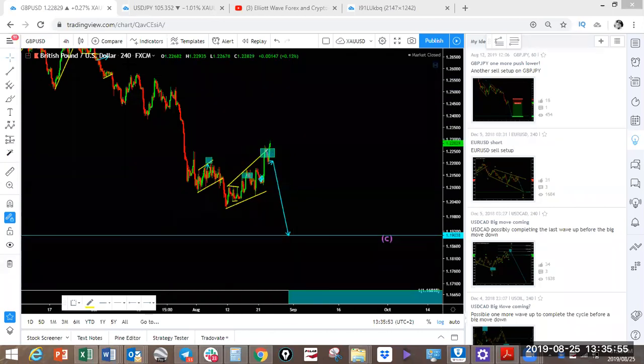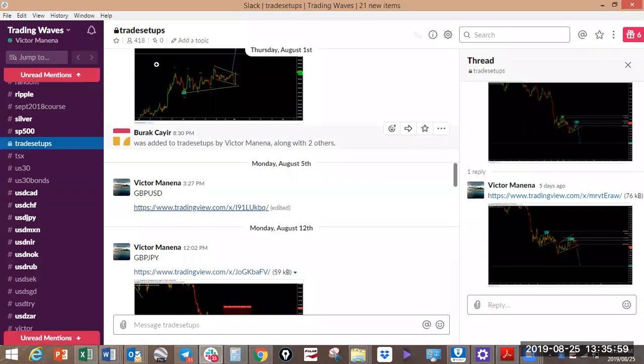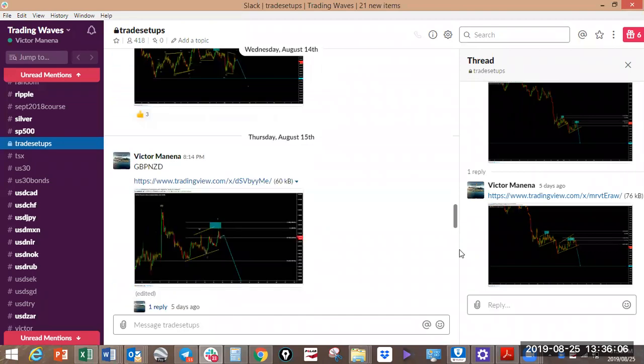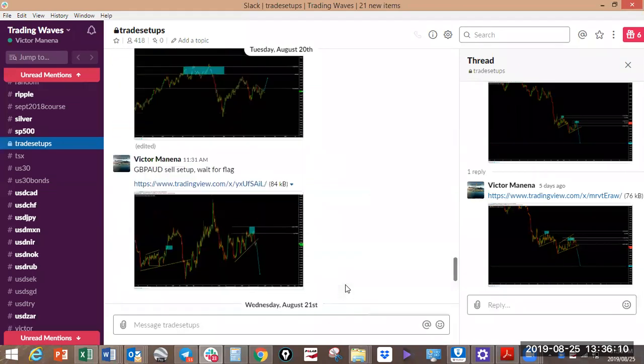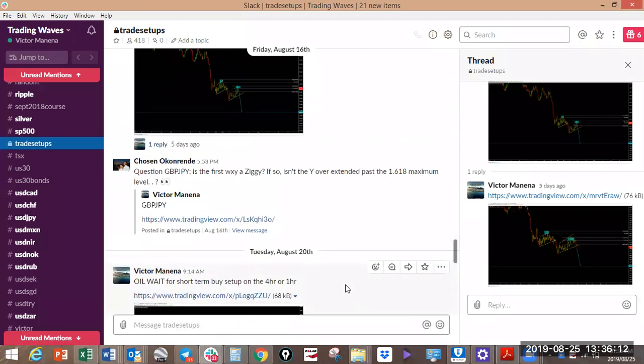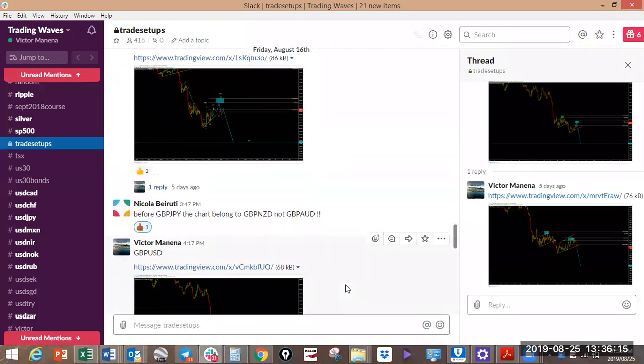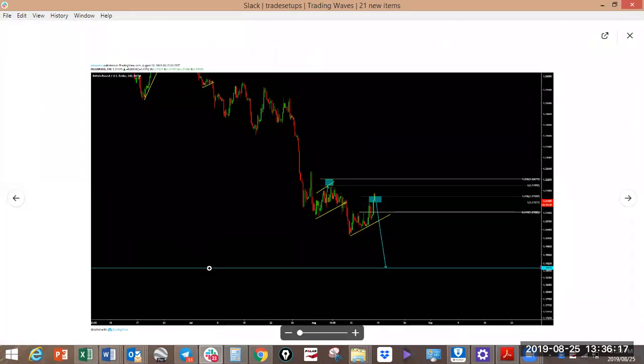The update on this one, let's have a look here. Let's go back to Slack. So this is what we use in our trading room. So this is a trade setup channel where I post my specific setups. So pound US dollar, let's just look at the latest pound US dollar trade here, and its update. See if you can find it there. So this is the one here.